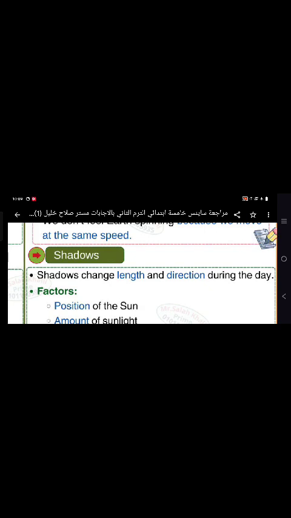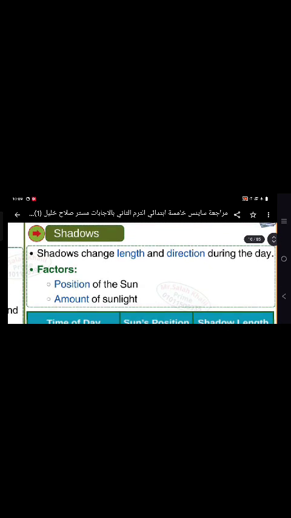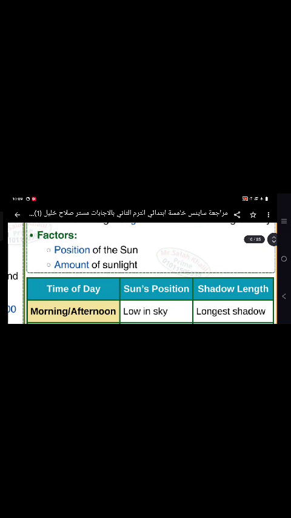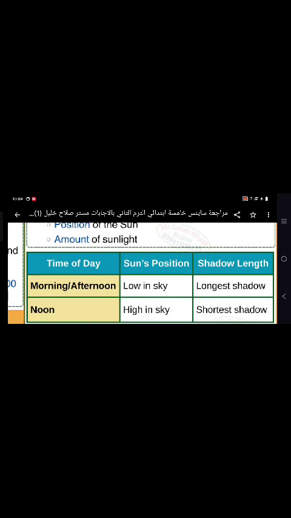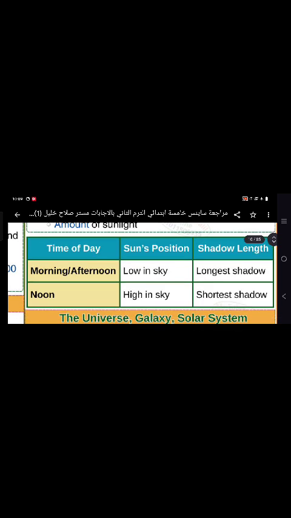Shadows change length and direction during the day because of the position of the sun and the amount of sunlight. It could be the longest shadow or the shortest shadow according to the location of the sun. If the time of day is morning or afternoon, the sun is low in the sky, not high, so the shadow will be the longest. At noon, the sun is high in the sky, so it will be the shortest shadow.